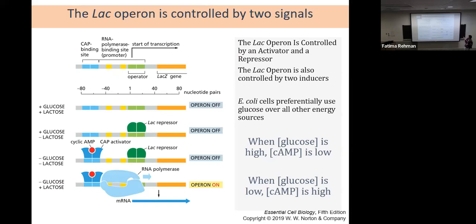And you can see in most cases, if there's plenty of glucose around, it's going to be switched off no matter what. If there is low glucose but there is no lactose either, it's still going to be switched off because of the repressor. It's only when there is lactose present in the system and low glucose that you will have the full activation of the activator and removal of the lac repressor, and the operon can actually function.